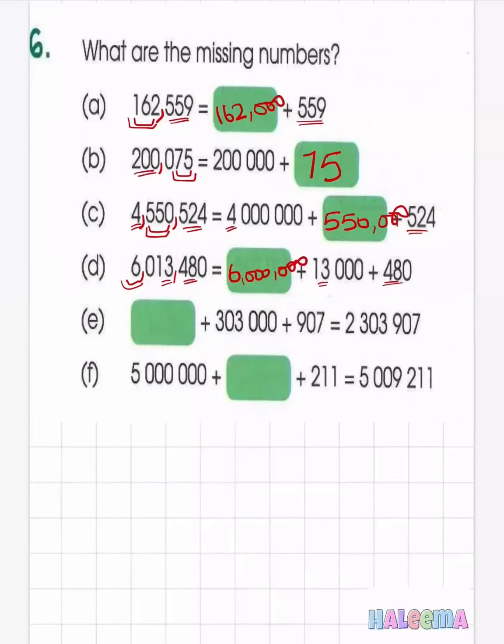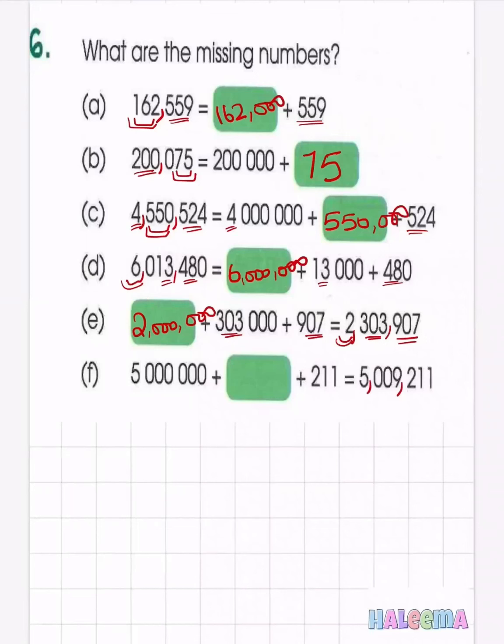Remember, 2,303,907. They've written 907 for us. 303,000 is done. What we're left with is 2 million. 2 million. Remember, million has 6 zeros. Okay, 5 million. Again, the number is on the other side. You know why they do this? Because they check your concentration. So be alert, okay?